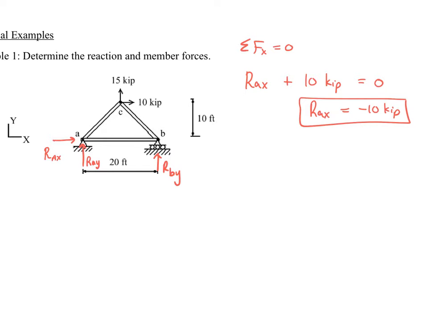Remember yesterday, what was RAX? Or what was the RX value yesterday? What was the RX value yesterday? Or for the last example we just did, I'm referring to. What was it? 0. Why? Absolutely. There was nothing, no force being applied to it. Notice we have the 10 kip force here applied left to right. In the last example, didn't we only have vertical forces pushing down?